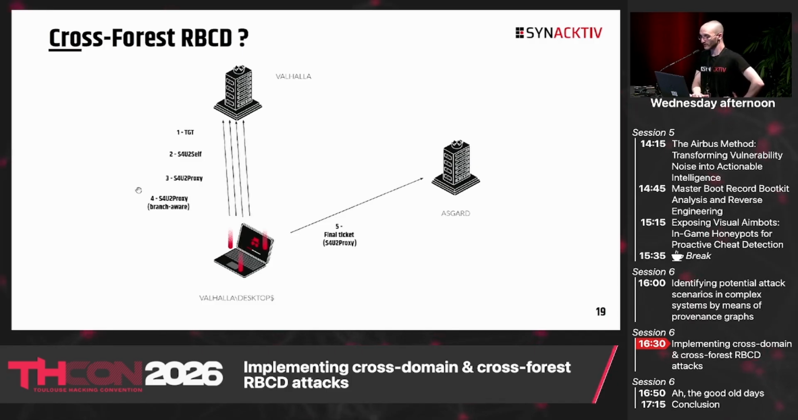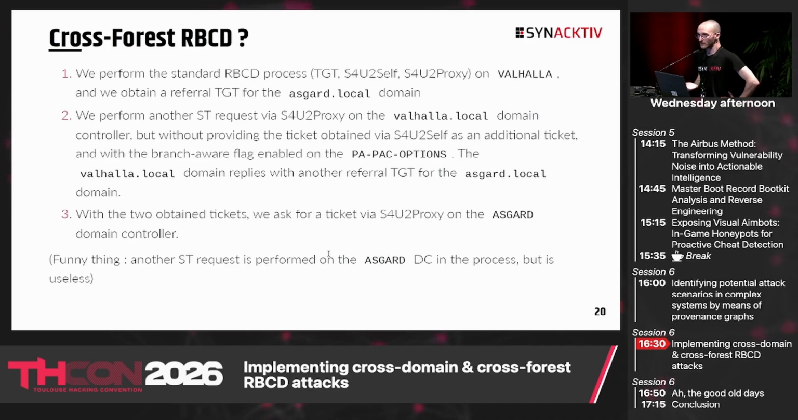After this, there was another S4U2proxy, but with different options, that was performed. And we got, with this service ticket request, another referral TGT. So we got 2 referral TGTs. And with both of these tickets, we are able, via the S4U2proxy, to get the final ticket that we want. So it is really different from the cross-domain and the standard RBCD.